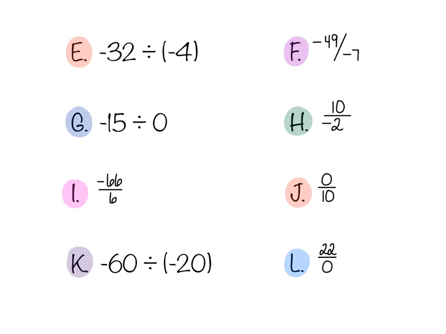All right, some more examples here. 2 negatives makes a positive 8. 32 divided by 4 is 8. Example F, this is written as a fraction, but every fraction is just a miniature division problem. So I'm just going to divide 49 divided by 7 is 7, and 2 negatives make a positive 7, just like they did in the last example. Example G, negative 15 divided by 0. Here, 0 is the second number. It's the number we're dividing by. Can't do that, so we're going to write undefined. Again, if 0 was the first number, it would be okay, but you cannot divide by 0.